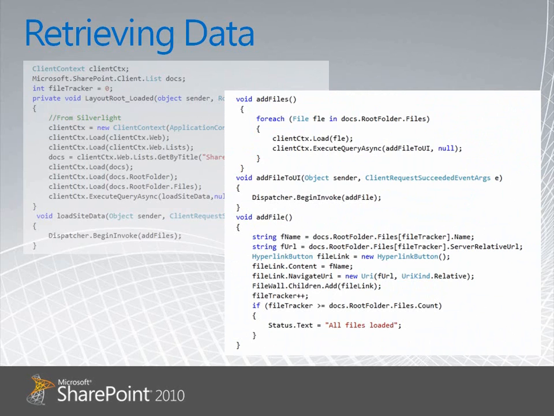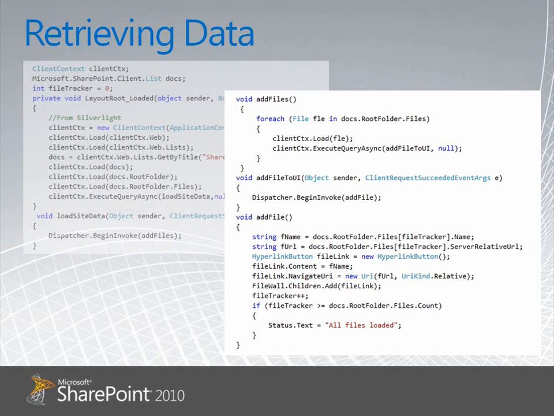Now again, because we want to get some properties of the file, we have to call execute query async again, but again we're on the main UI thread, so we have to call execute query async. And we will provide another event handler as a callback, and this time we'll call that addFileToUI, and that callback method runs when the execute query async has successfully completed. Out of interest, the second parameter of null is a delegate for perhaps another event procedure that may fire if the request does not succeed.